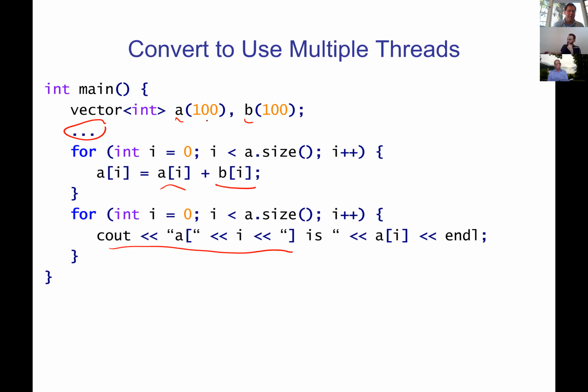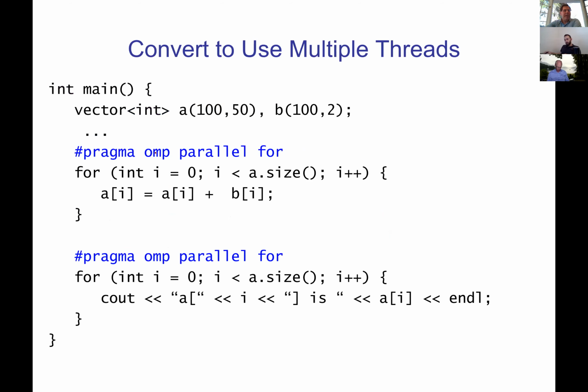Let's say they're not all 0. They've been set to some values. Now I want to just add B to A and store it back into A. I want to do that for all 100 elements, and then I want to print it out. So how would I do that with OpenMP? I've changed things a little bit here to say initialize A to 50, initialize B to 2. That just allows me to say what the output's going to be.